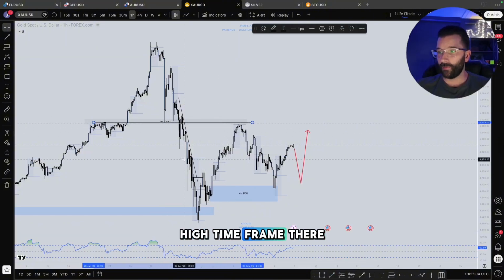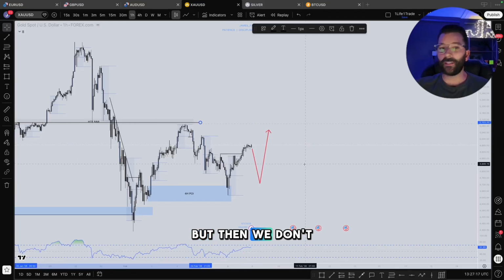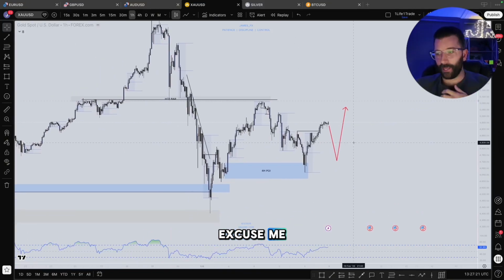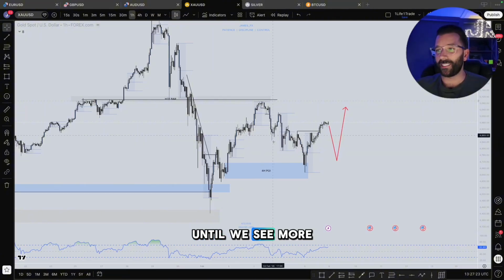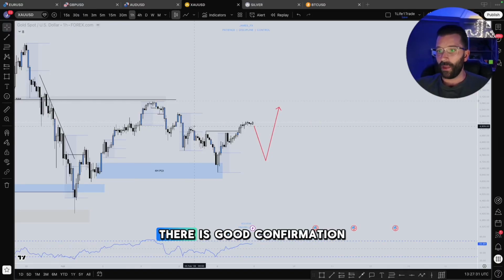So you've got the high time frame there, you've got the Fibonacci 618 that it comes to, you've got this confirmation here where it breaks the previous liquidity, it likes to react off of that zone. So there are reasons why it's reacting, but then we don't take counter trend trades until we see more evidence, more proof. Like if you jump on the hour, we can see it's broke again. So when I'm getting up on Thursday, there is good confirmation.